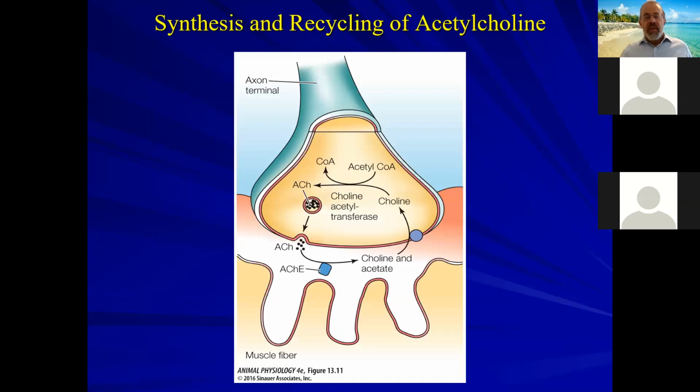Okay. So let's take a look at how acetylcholine is made, first of all. Acetylcholine is made by combining choline, and as you can see right here, the conversion of acetyl-CoA into CoA by an enzyme called choline acetyltransferase. So remember that enzyme. Choline acetyltransferase is the enzyme that's responsible for the synthesis of acetylcholine.